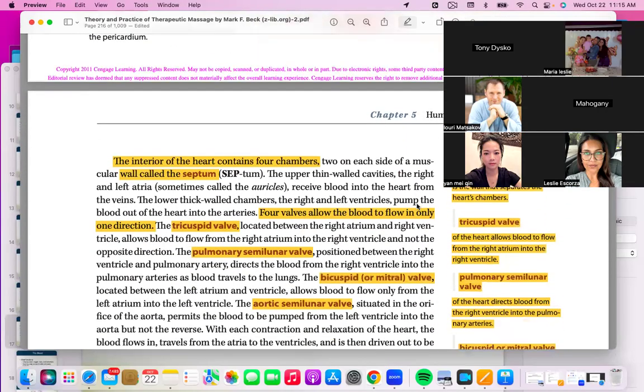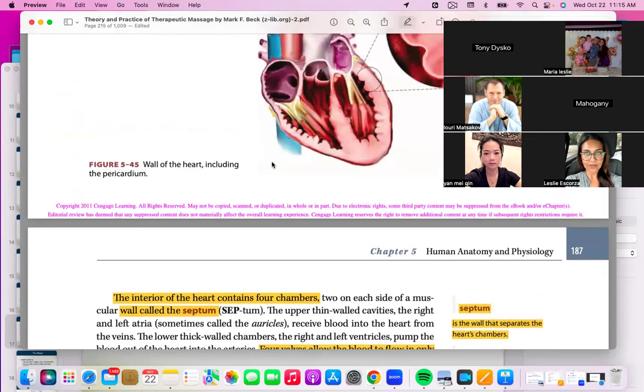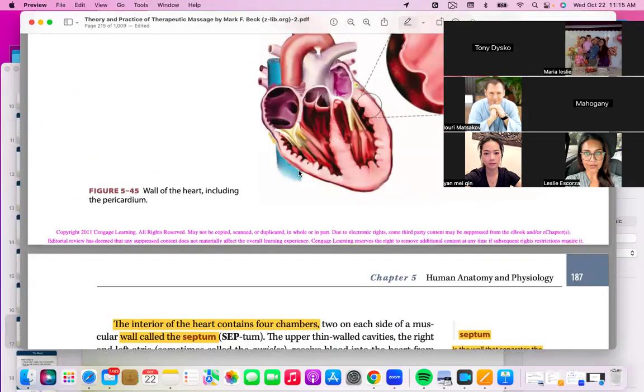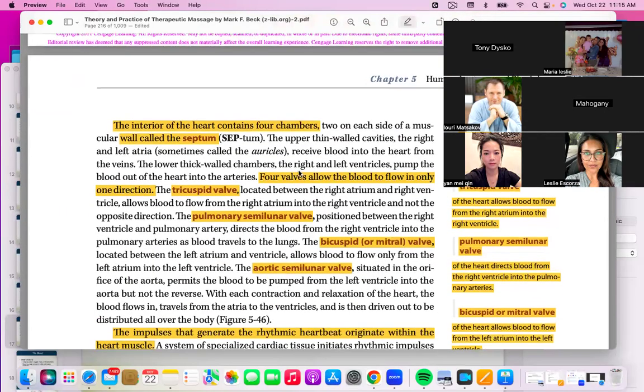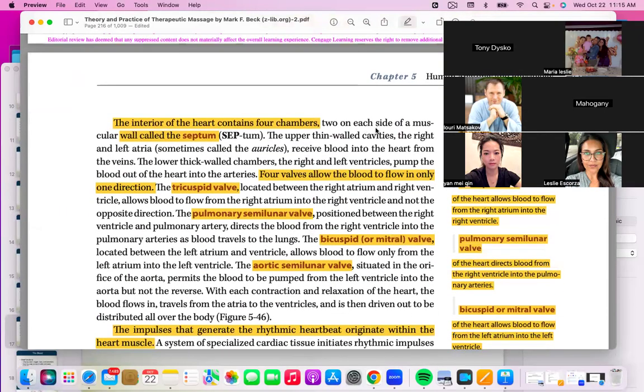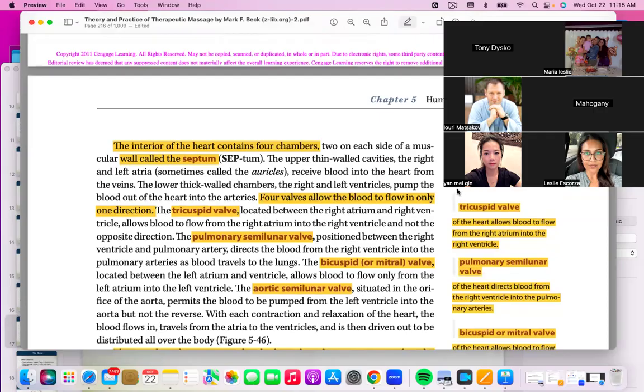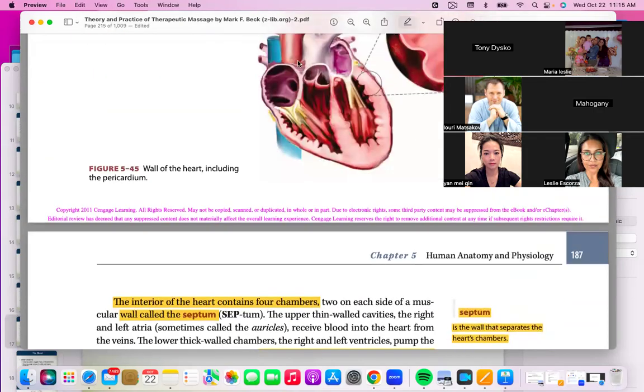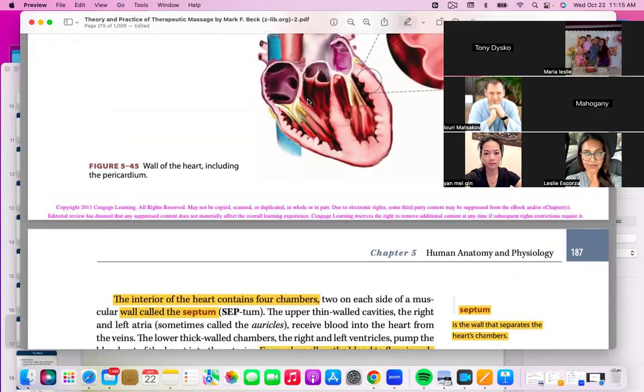Okay. We said the inside of the heart contains the 4 chambers, as you see, 1, 2, 3, and 4. 2 on each side, separated by muscular walls called a septum. So the septum is the wall that separates the heart chambers.